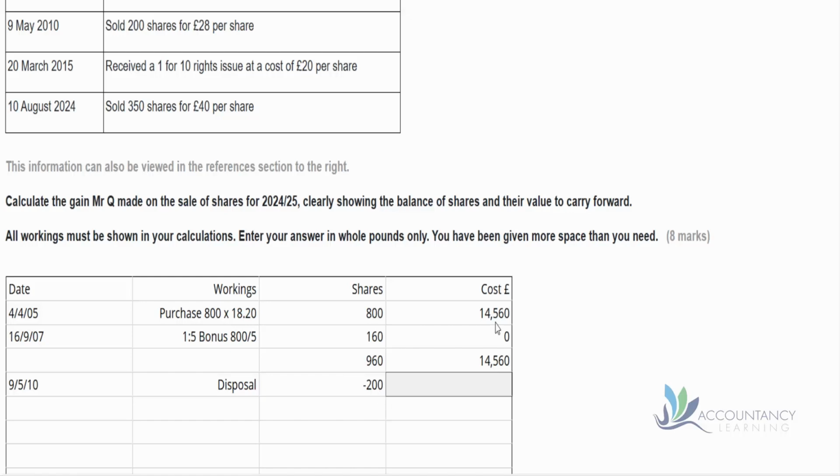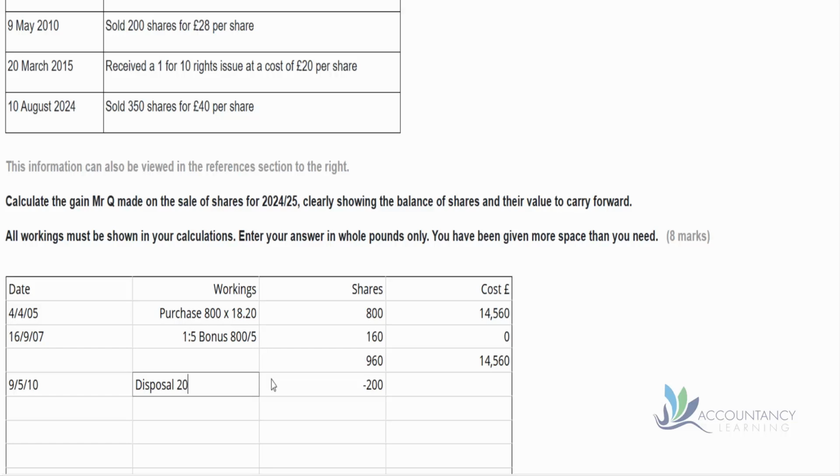The complication we have is that we've got these 200 shares that we're selling, but some of them could be part of the 800 we bought originally, and some of them could be part of the 160 that we received for free. So what we need to do is work out what is an average cost of those shares. And we're going to use the subtotals to help us to do that.